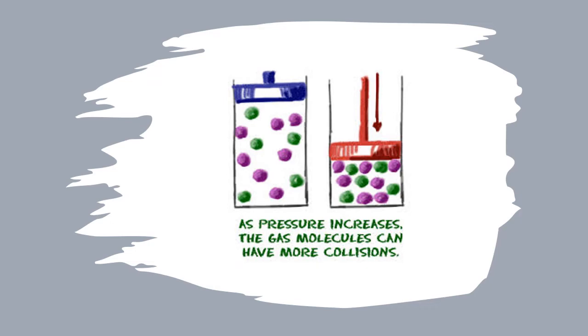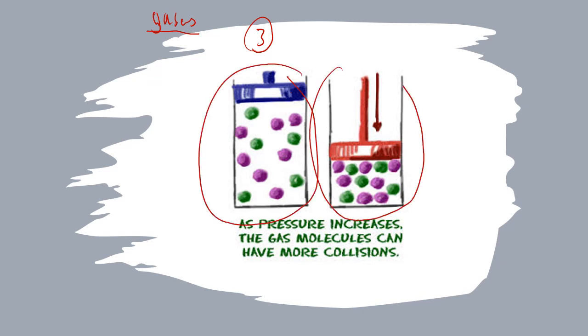Okay, number 3. Now, the concentration will only work for liquids. Number 3 is just for gases, because gases can be put under pressure. So what this is showing is the same number of particles here and here, but this time it's been put under pressure, so they've been squeezed closer together. So number 3, the particles are, number 3 is pressure.